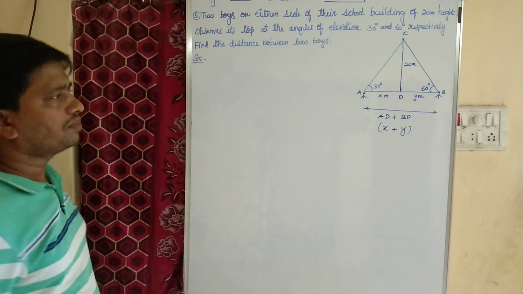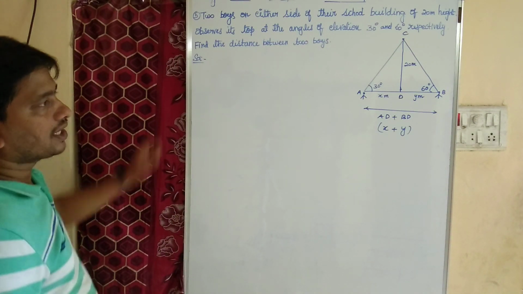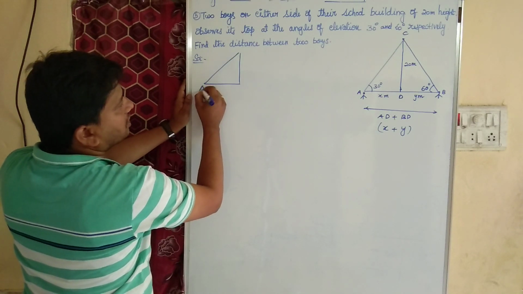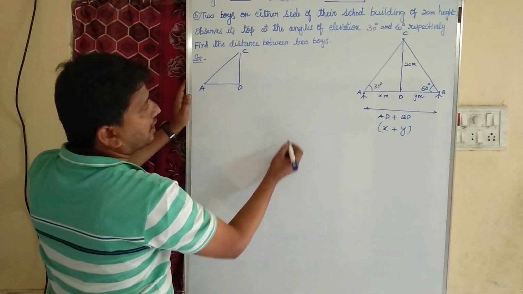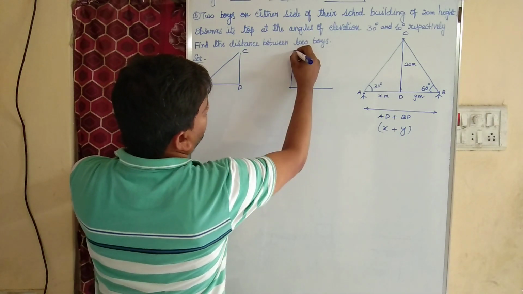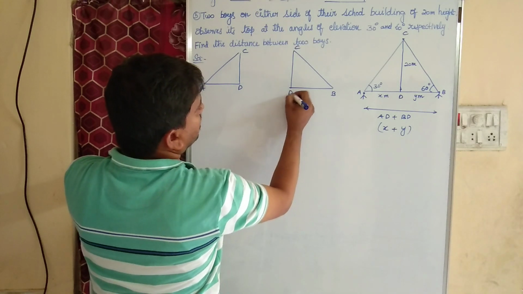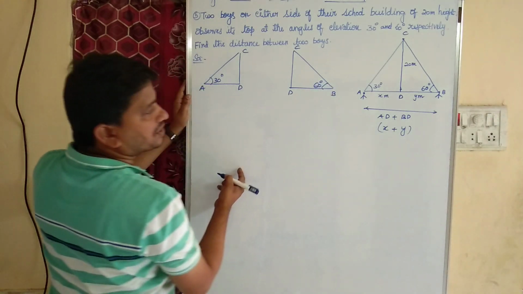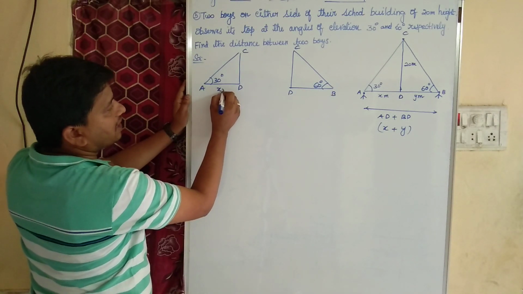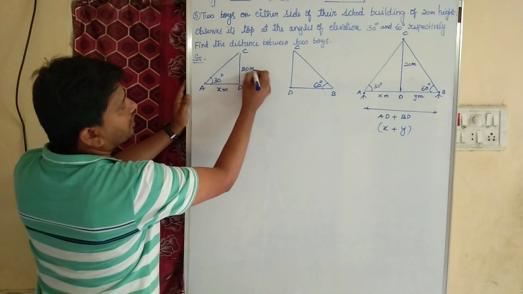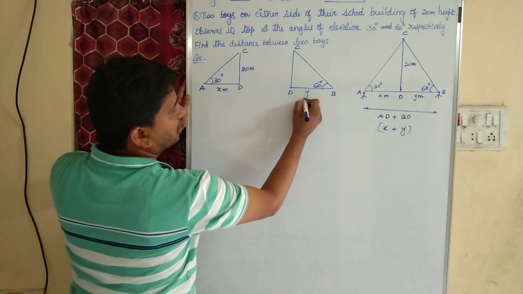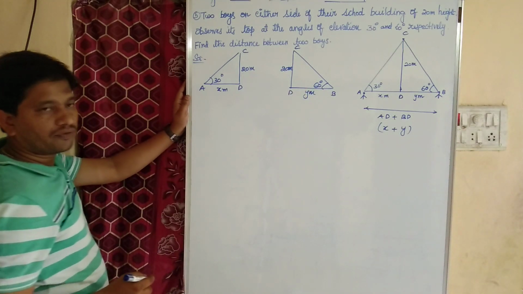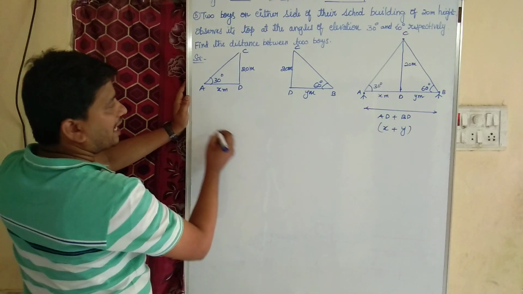Okay, children. Simply let us consider two triangles. The first triangle is ACD and the second triangle is BCD. First triangle angle of elevation 30, second triangle angle of elevation 60. First triangle base x meters, height is the same constant 20 meters. Second triangle distance between B and D is y meters and height is the same 20 meters. Of course, both are tan ratio only.